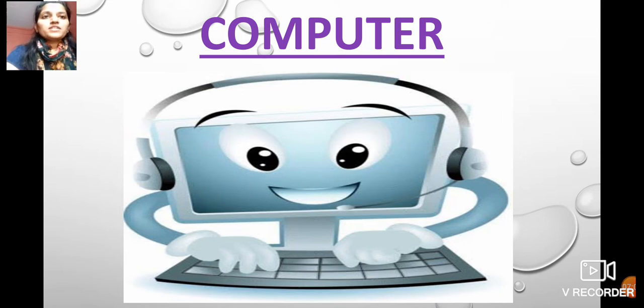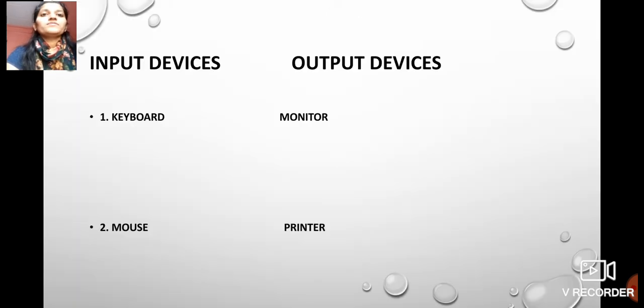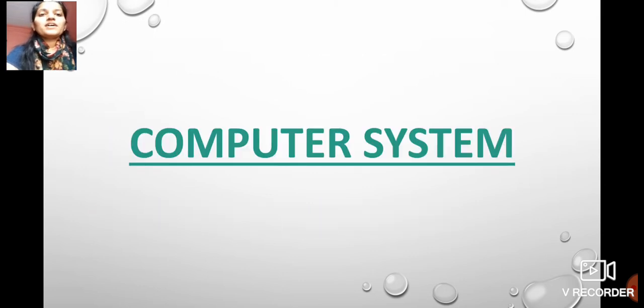So students, we have seen in computer, that is input and output devices. First of all, we have learnt about the parts of computer. Okay, and those parts of computer we have divided in two types, right? That is input devices and output devices. So we can see that keyboard and mouse are the input devices, and output devices are monitor and printer. Okay, then we have seen about the computer system.